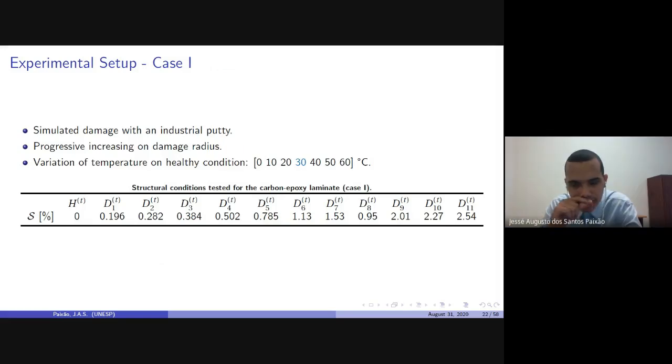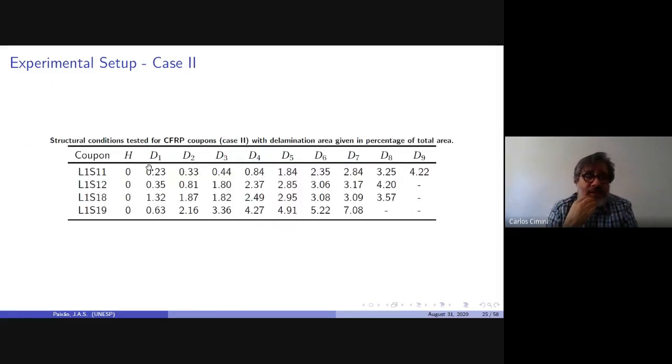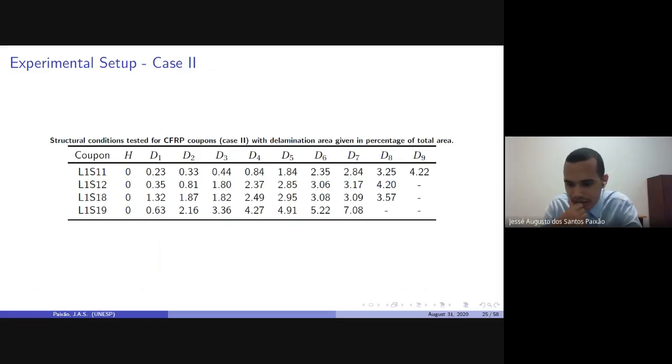So why don't you put a table with all the temperatures and all the damage, as you did for the next case, slide 25? Actually, slide 25 is not different temperatures, it's different specimens, right? Yes. Do you understand what I mean? Yes, then I can change that. Okay, let's go to the next one. That's fine.